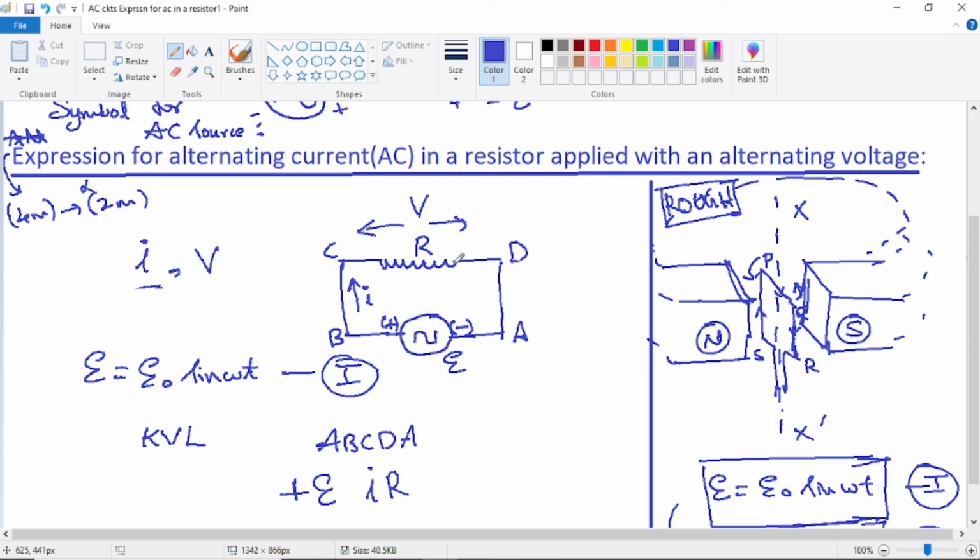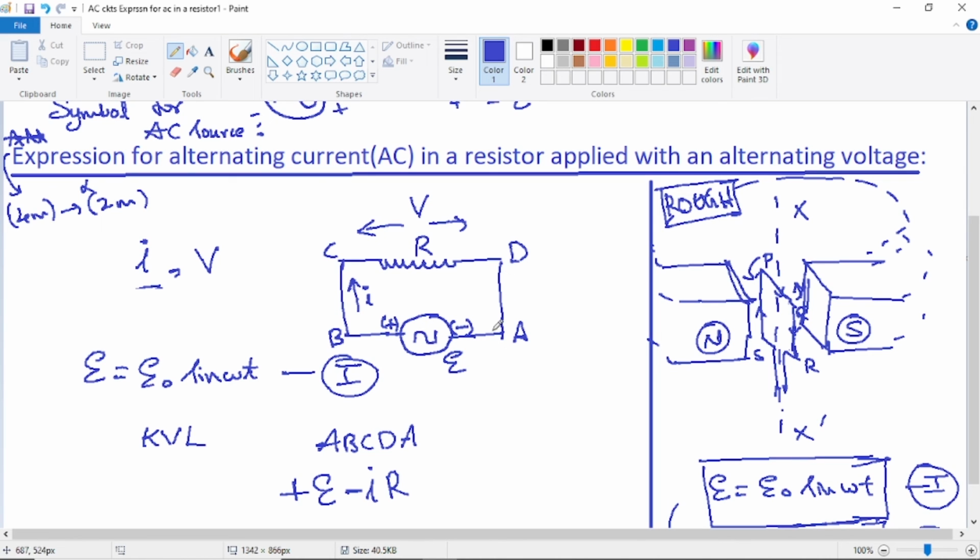This is final. So final is the lower potential, and initial is this one, the higher potential. So the change in potential is final minus initial, lower minus higher, which is negative. So the potential difference here is minus IR. Next, the DA portion: the potential difference is 0, because the resistance of the AD portion is 0. So we have come back to point A.